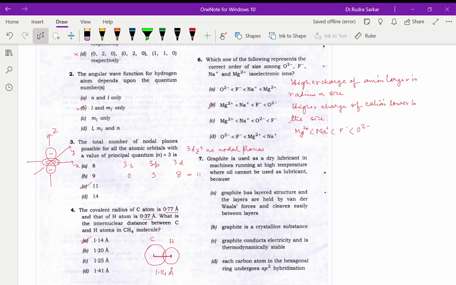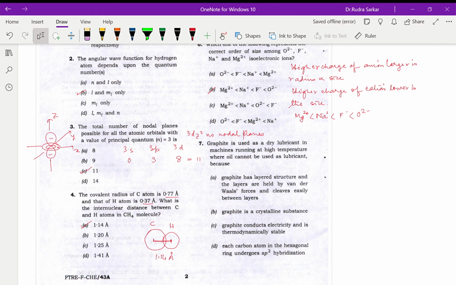Again, a memory-based question. Graphite is used as a dry lubricant in a machine running at high temperature where oil cannot be used as a lubricant because graphite has a layered structure and has layers held by van der Waals forces, which are weak forces, and cleaves easily between layers, which is true that graphite layers slip over each other.